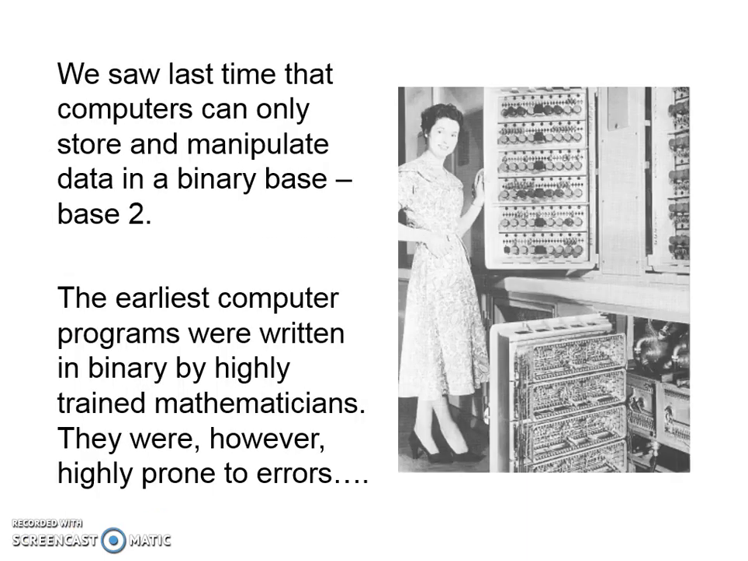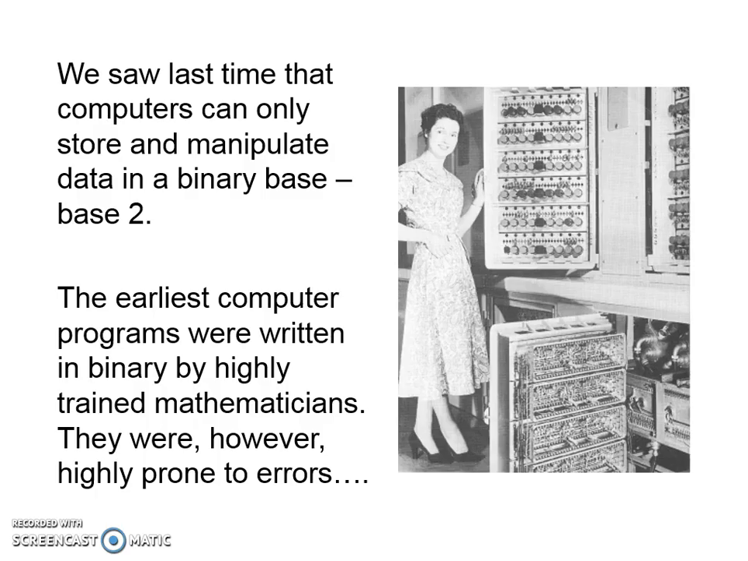Now, we saw last time that computers can only store and manipulate data in a binary base, base 2. And it might seem strange to us with modern compilers and such, but the earliest computer programs were actually written in binary. And so they were written exclusively in zeros and ones.